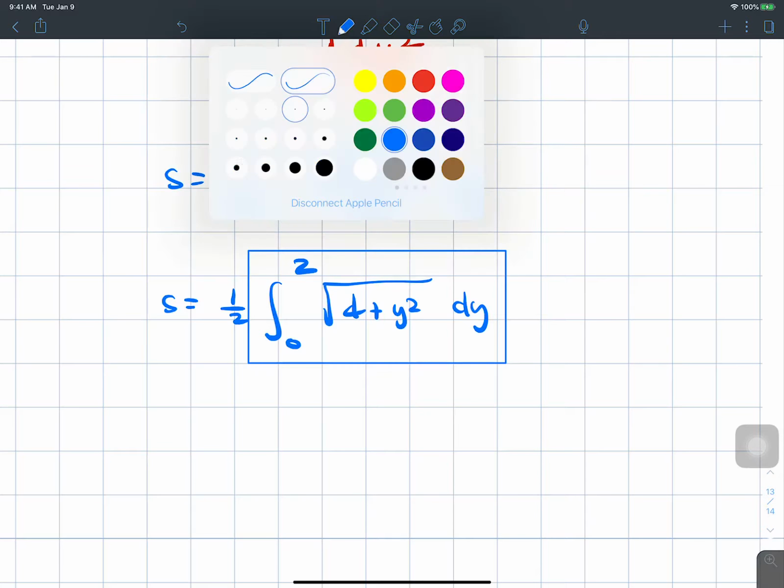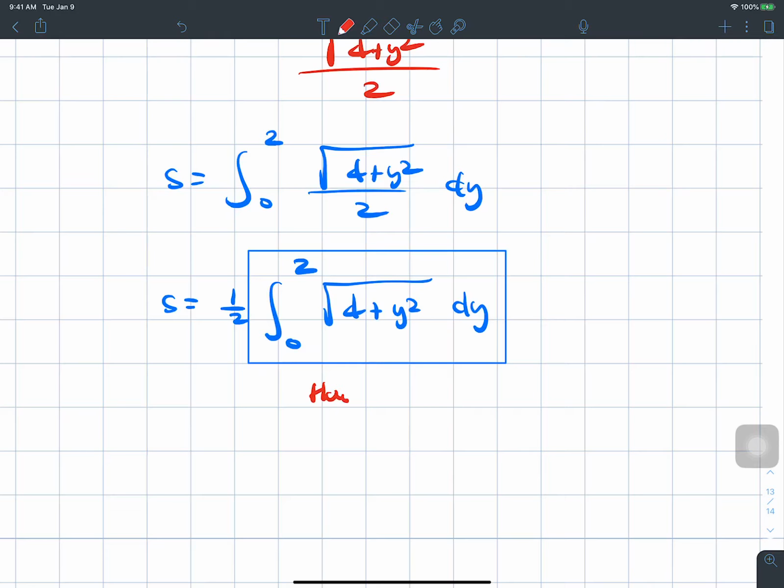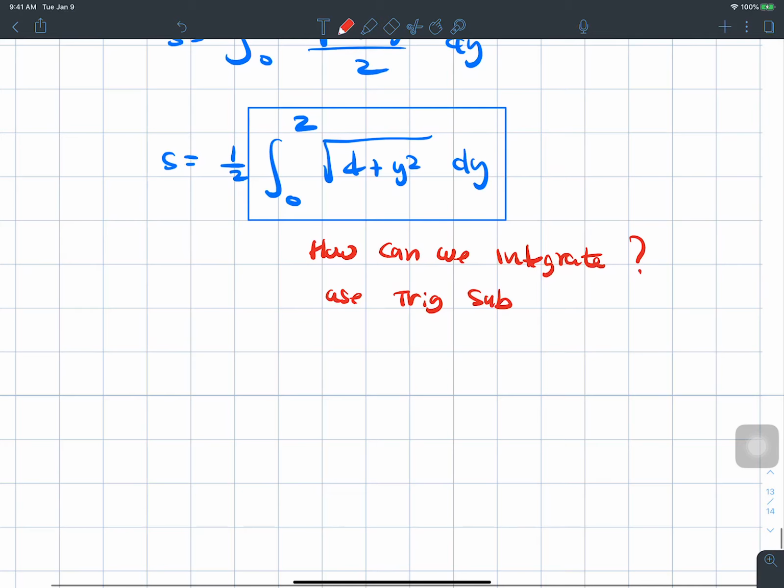So here's the big question now. How can we integrate that function? And at this point, you guys should know the answer because you just had a test on this. What you use is trig substitution.